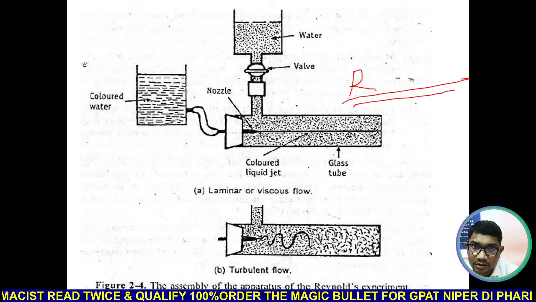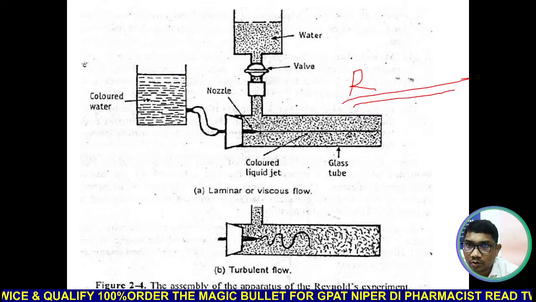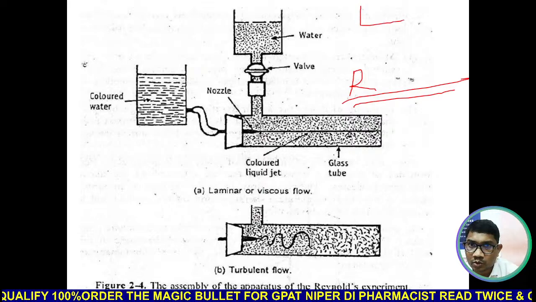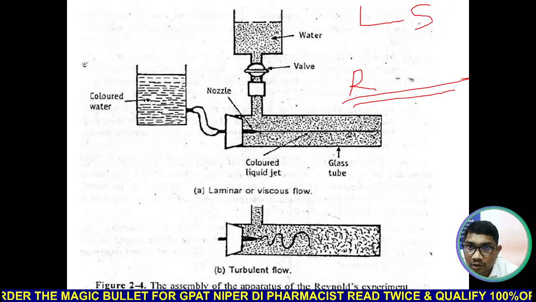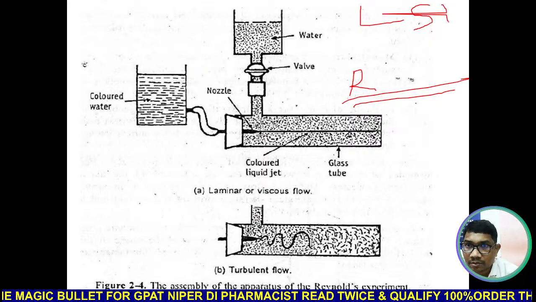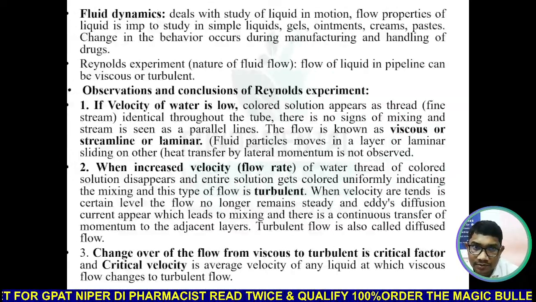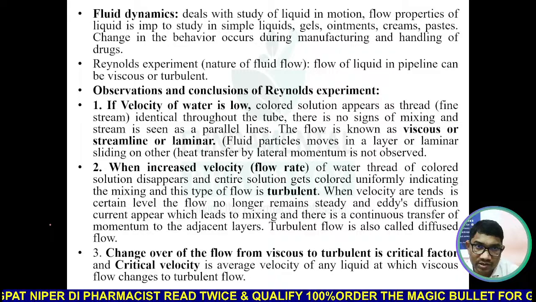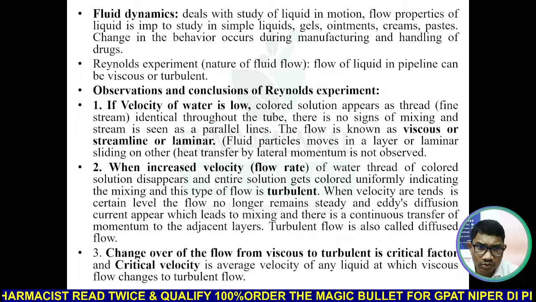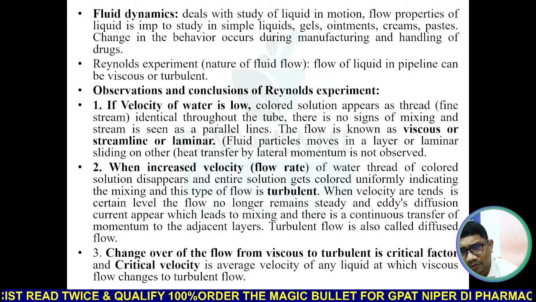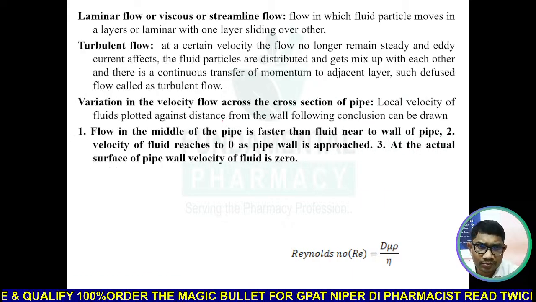What do you mean by laminar flow? Laminar flow, remember, is also known as streamline flow, also known as viscous flow. Laminar, viscous or streamline, and then turbulent flow. Yeah, we have already seen that. So the observations, we have covered in the last lecture also. So you can watch the previous lecture also. So I will directly move to the main part.